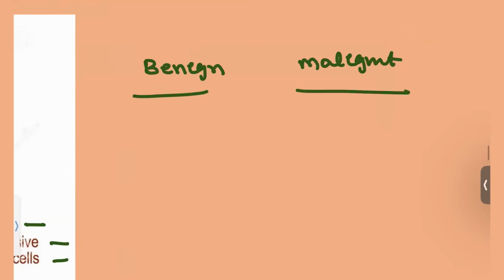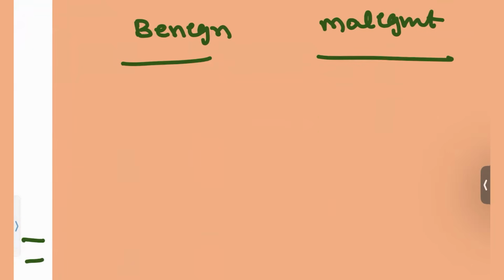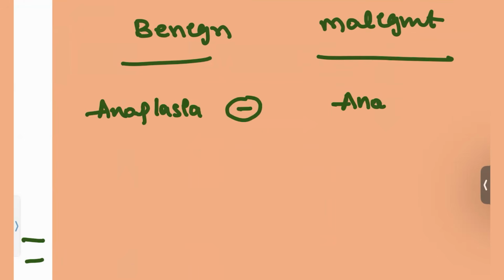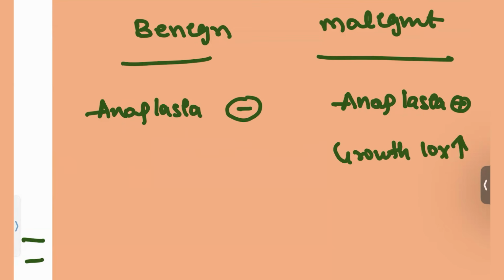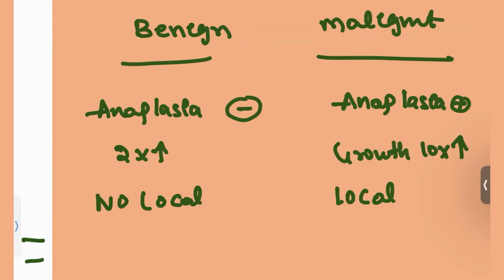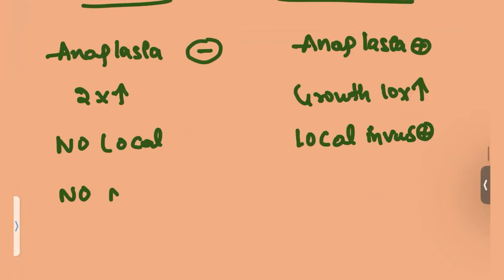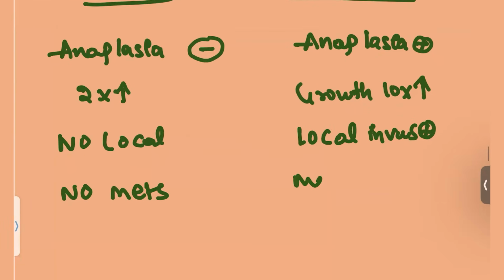Okay, so in the benign, you are not going to see any type of anaplasia. Okay, you are not going to see anaplasia here, but anaplasia is present in the malignant types. And also growth is ultimately 10 times more. Okay, here growth is only 2 times more. No local invasion here, but there will be local invasion in the malignant. Okay, surrounding structures will be affected. No metastasis here, but there will be metastasis, which is present in the malignant.